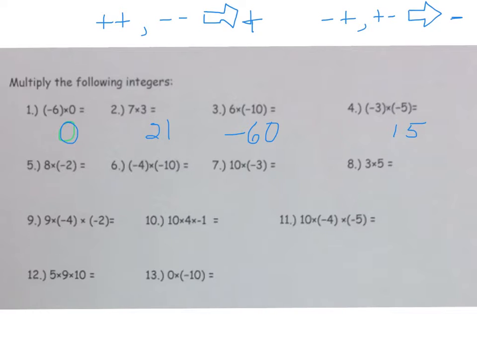I want you to try 5, 6, 7, 8. Pause the video and check if you have the same answer I did. Down here where we have three factors being multiplied, you can do the first two. You're going to get positive 72. Do the first two. Here we have different signs, so it's going to be negative 40. And finally out here, we have two numbers with the same sign, so our answer is going to be positive.